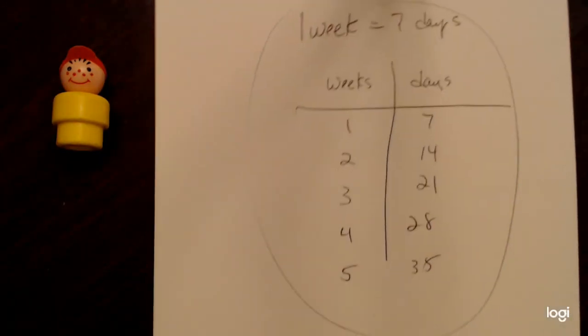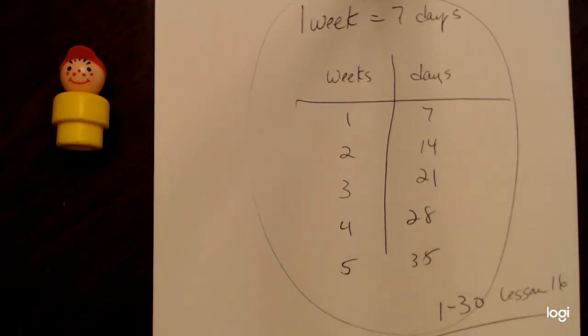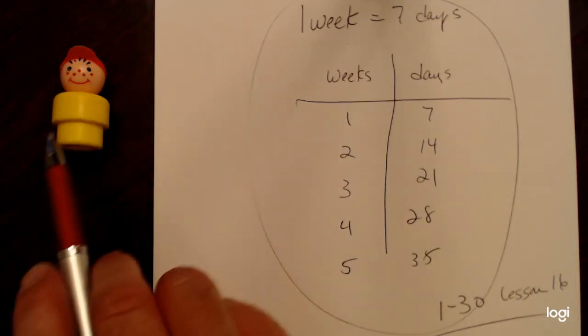So for Monday, you need to do 1 through 30 on lesson 16. I should be back into town Sunday. If you have any questions, you can always text me. Otherwise, Billy is always around.